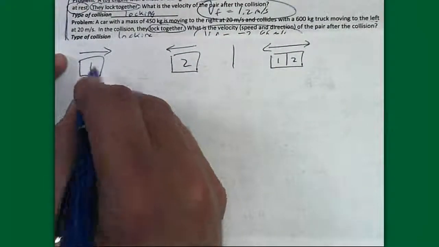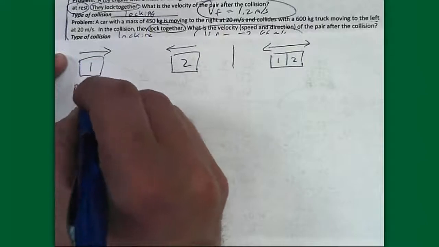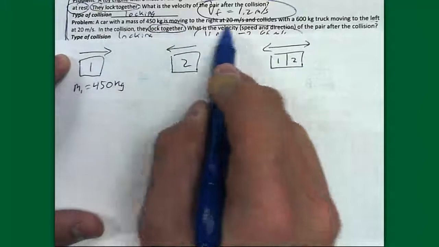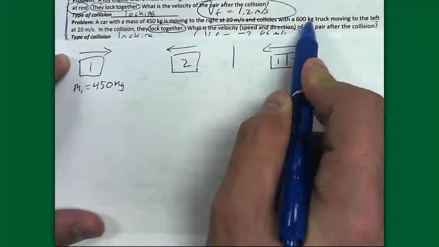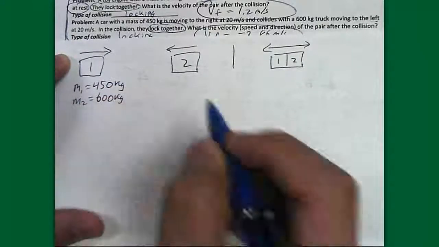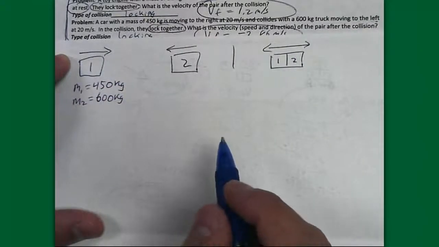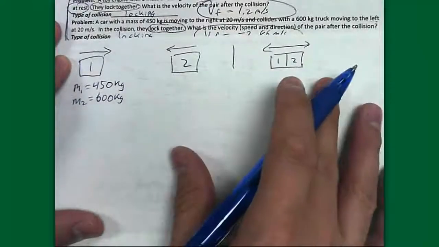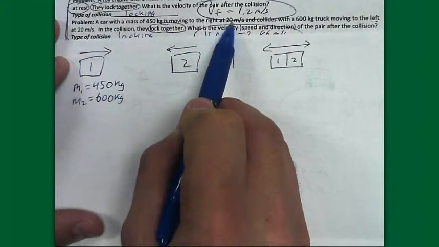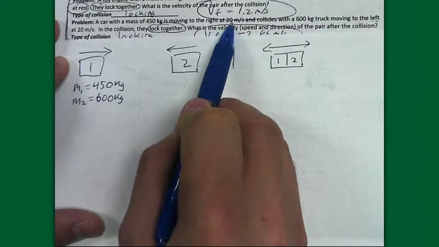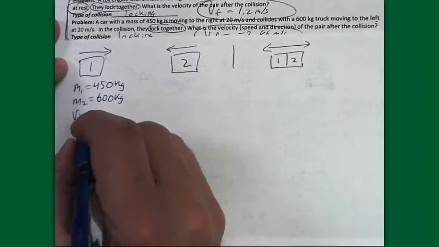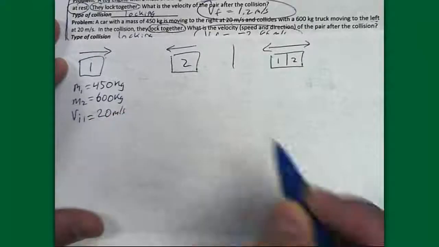I know that mass 1, the first car, has a mass of 450 kilograms. I know that the second car, the truck, is 600 kilograms. These are fairly small vehicles, by the way. This is the initial velocity of object number 1. Since object 1 is moving to the right, that's a positive velocity. So VI1 is positive 20 meters per second.